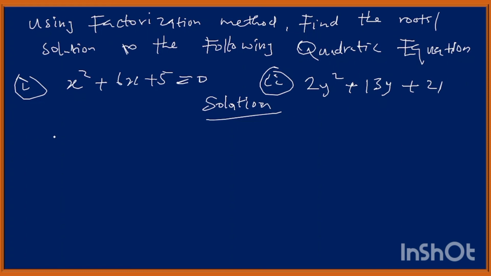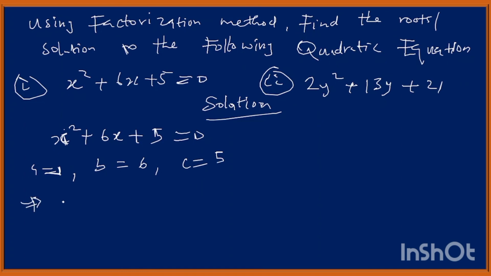So let's look at the first one. The first one is x squared plus 6x plus 5 is equal to 0. It's just a simple thing. We're going to factorize the left hand side. Our a is equal to 1, our b is equal to 6, and our c is equal to 5. So the next step is to multiply our a by our c, and that will give us 1 times 5, which is equal to 5.